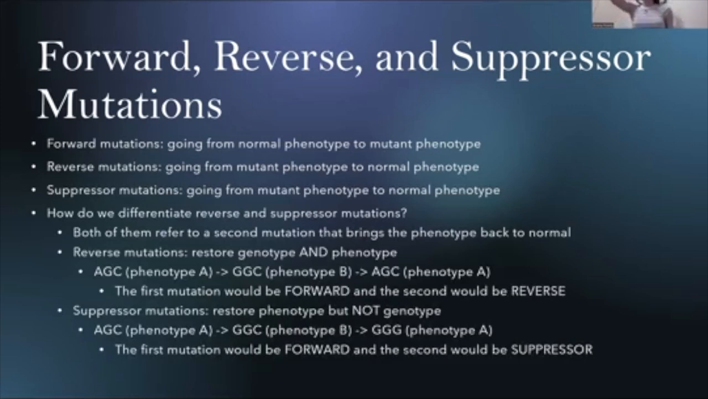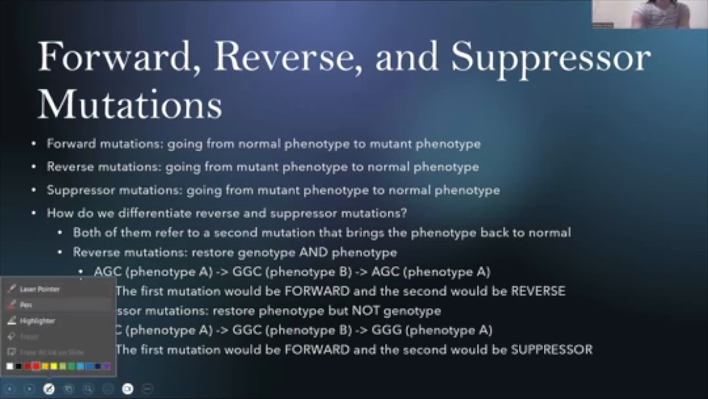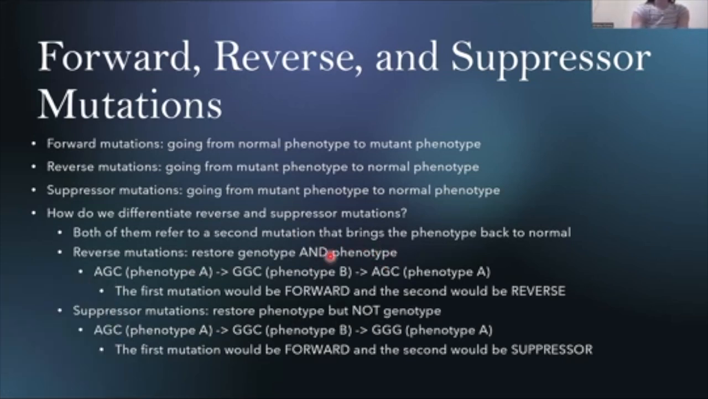So both of them are going to be referring to some second mutation that brings it back to normal. The first mutation would be your forward mutation, where we change it to a mutant. So the first mutation is going forward, the second mutation is bringing it back to normal, and we could do it through reverse or suppressor. So with a reverse mutation, we're going to restore your phenotype, which we already know we're going back to normal phenotype for both of these, and the genotype. But for suppressor mutations, you're going to restore the phenotype, but not the genotype.